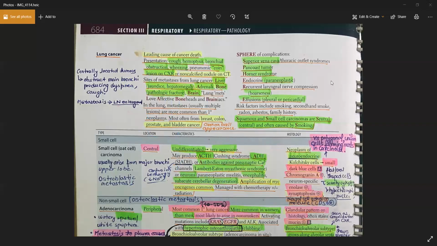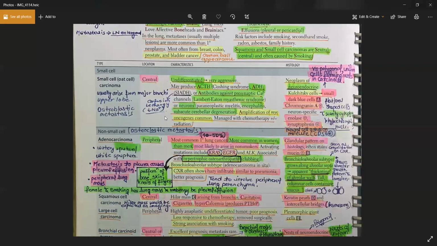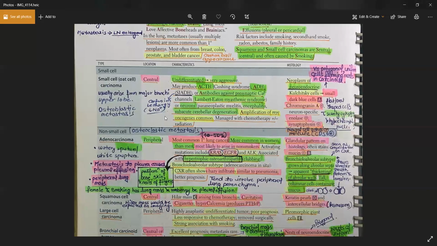So hoarseness would be there. Effusions can also happen. And those tumors which start with S, squamous cell carcinoma and small cell carcinoma, are always associated with smoking. So now we have encountered a patient having a cancer. We have confirmed that this patient might be having a cancer. We have to perform a biopsy. We have taken the biopsy of the patient.